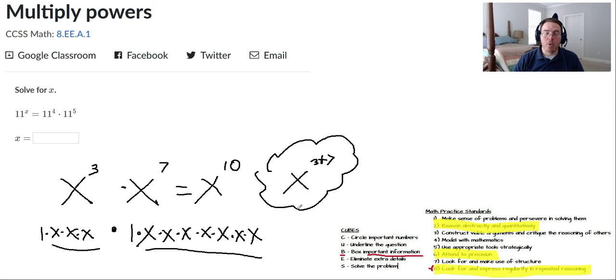So, in our problem, 11 to the x right here, that's what we want. We want to know, what is this going to be? Well, 11 to the 4th times 11 to the 5th, what would x be? What's 4 plus 5? It would just be 9. It would be 11 to the 9th power.